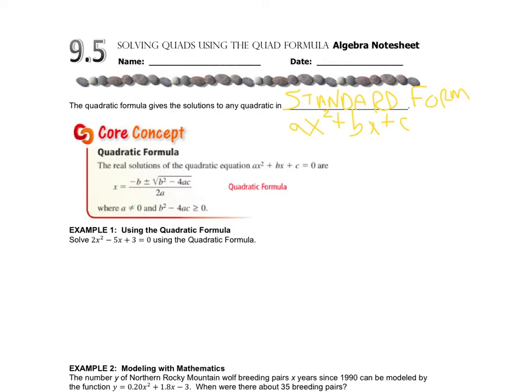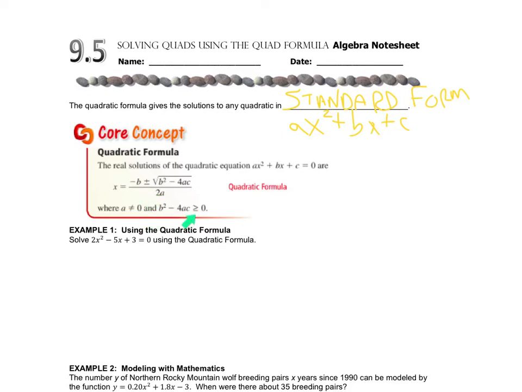A couple of things mathematically you want to notice: a cannot be 0. If a was 0 up here, there wouldn't be an x squared. You would have bx plus c equals something, and you can just solve it, right? But also, a down here, 2 times 0 is 0, and remember, dividing by 0 is undefined, so I can't have a as a 0.